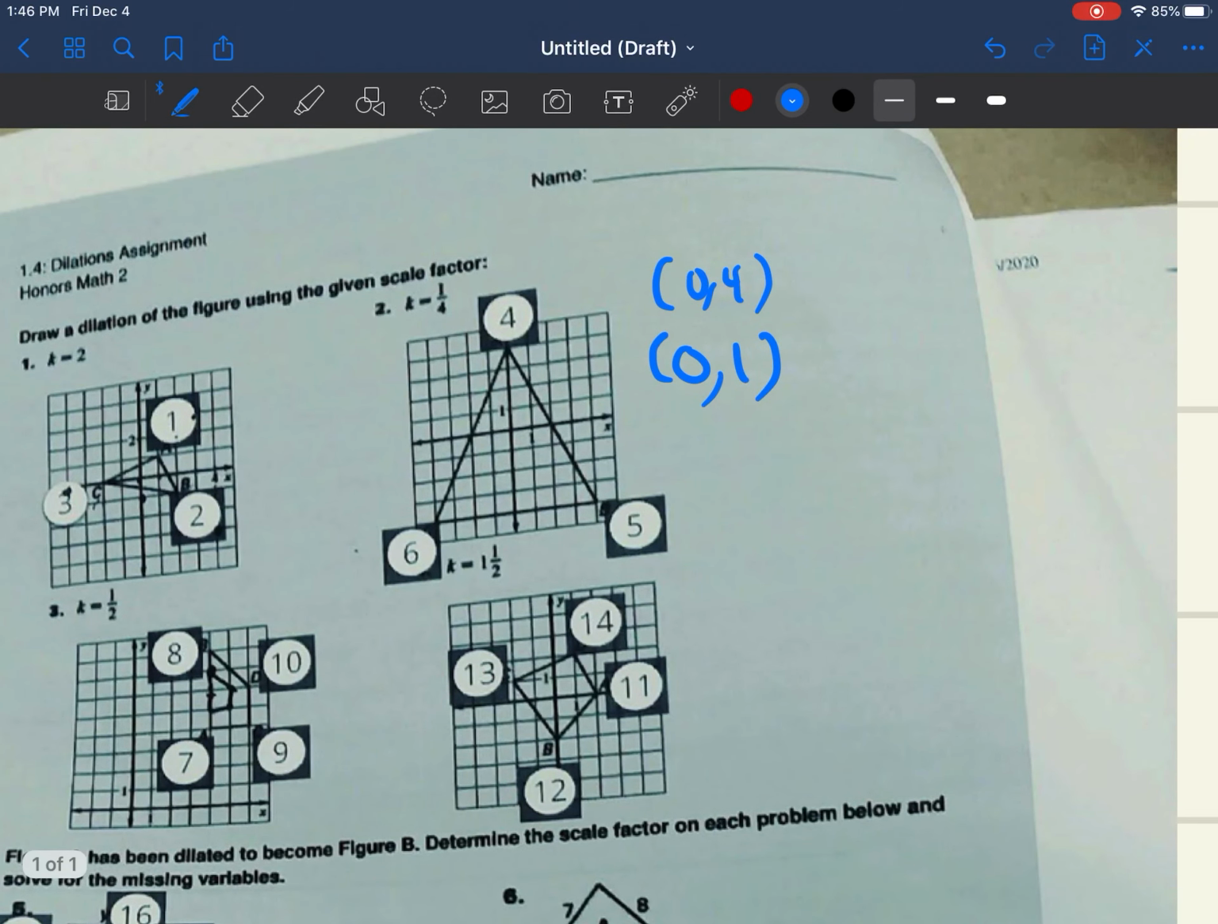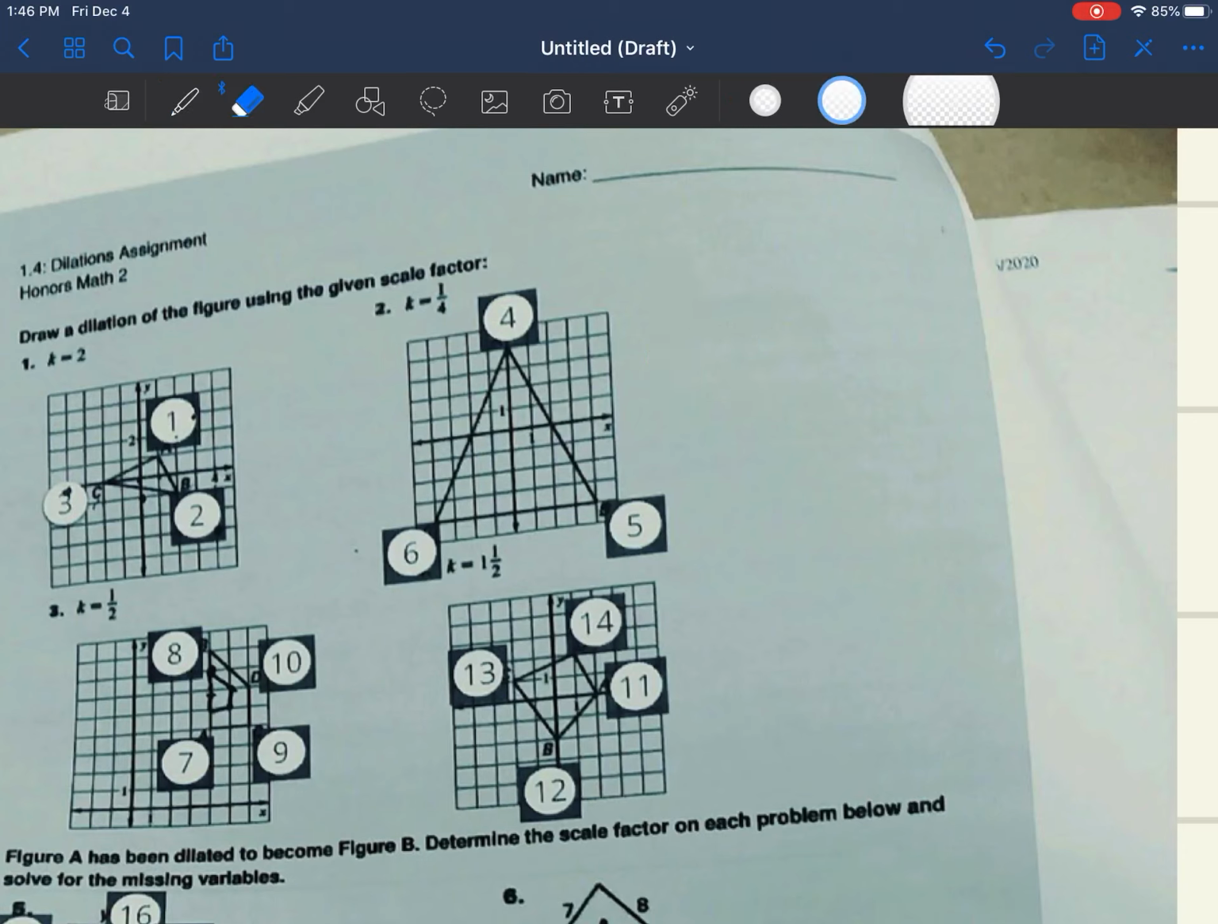Okay, so 5, you're doing the exact same thing. I'll go ahead and speed up the process a little bit so we can work through this entire sheet. 5, my coordinates are 1, 2, 3, 4. 1, 2, 3, 4. 4, negative 4.